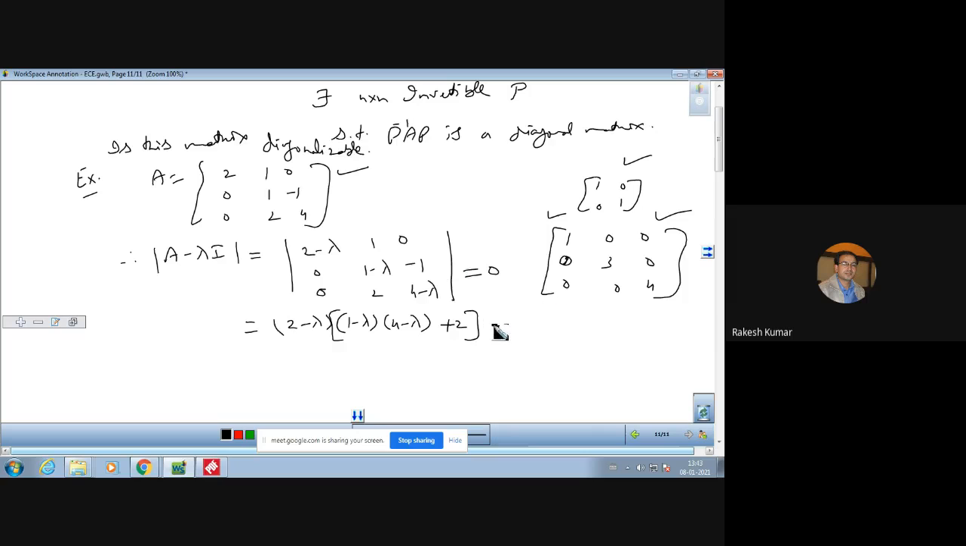अगर 0 से करेंगे तो वो 0 आएगा. तो बाकी दोनों में वो 0 ही आएगा. So (2 minus lambda) is there, and this is 4 minus 5 lambda plus lambda square plus 2. So what we should have? It is clear, one eigenvalue, and this is 2 minus lambda, and this is lambda square minus 5 lambda plus 6.